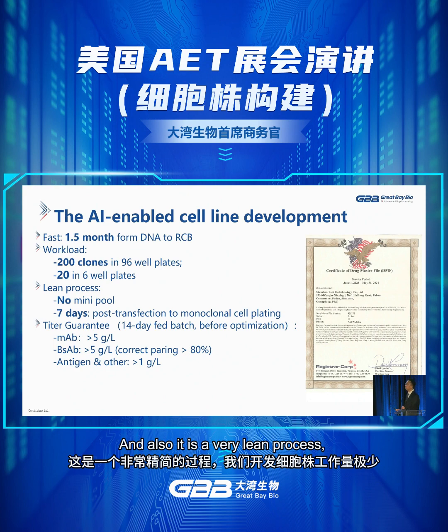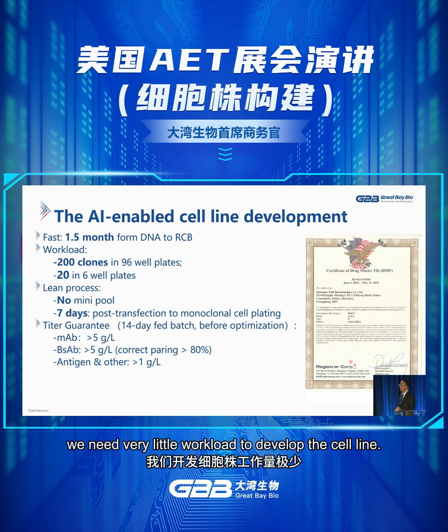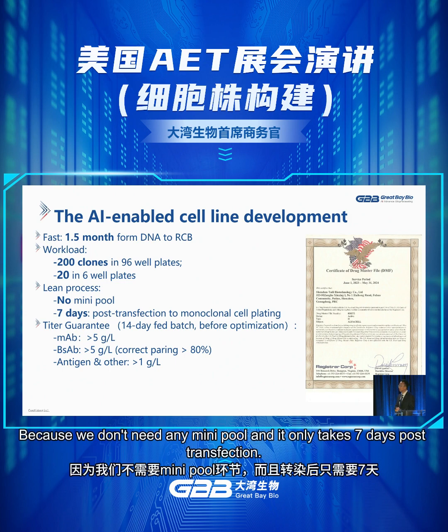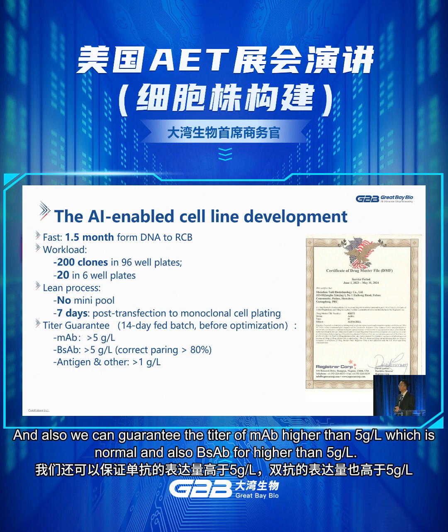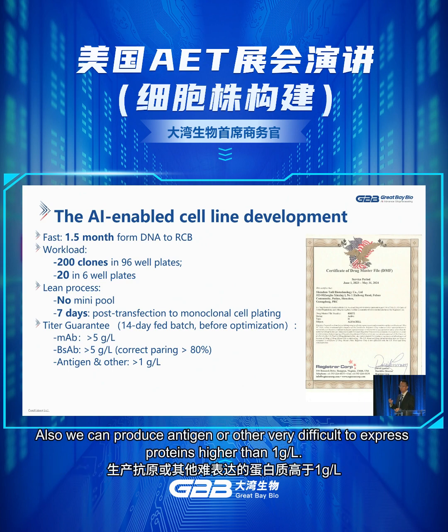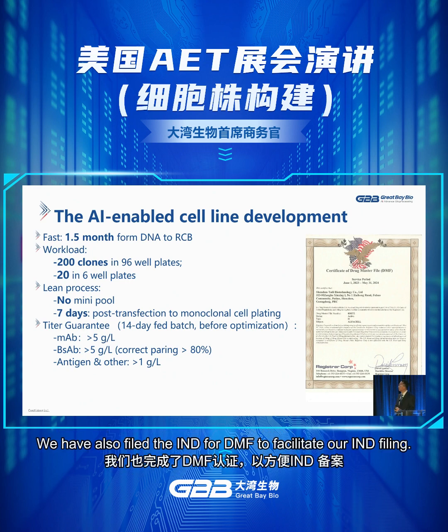And also, it is a very lean process. We need very little workload to develop the cell line, because we don't need any mini pool, and it only takes 7 days post-transfection. And we can guarantee the titer of MAB higher than 5 grams per liter, which is normal, and BSAB higher than 5 grams per liter. We can also produce antigens or other very difficult-to-express proteins higher than 1 gram per liter. We have also filed the DMF to facilitate our IND filing.